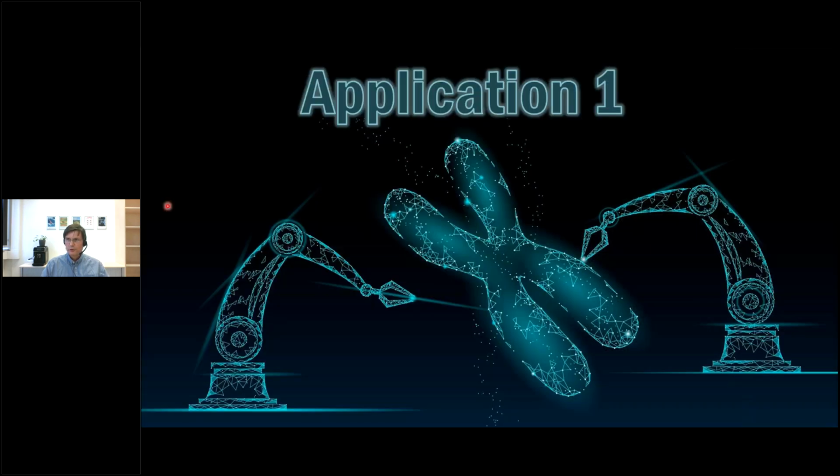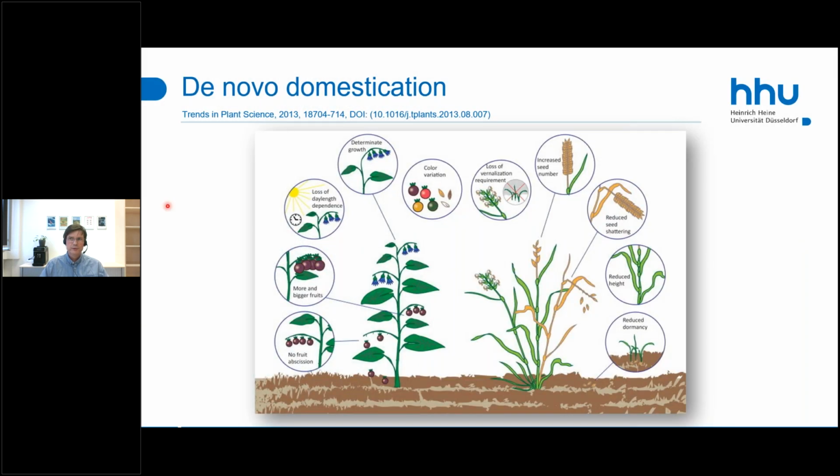So coming to two more applications. The first is dealing with so-called de novo domestication. As I mentioned in the beginning, the farmers started early on in selecting plants which had favorable traits like seed size or fruit size, color, and of course also seed shattering or fruit abscission was one of those domestication traits people were selecting for.